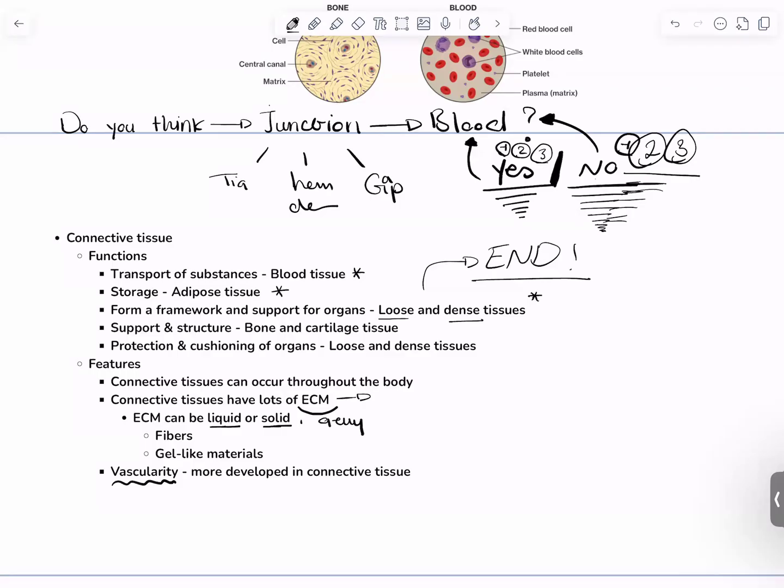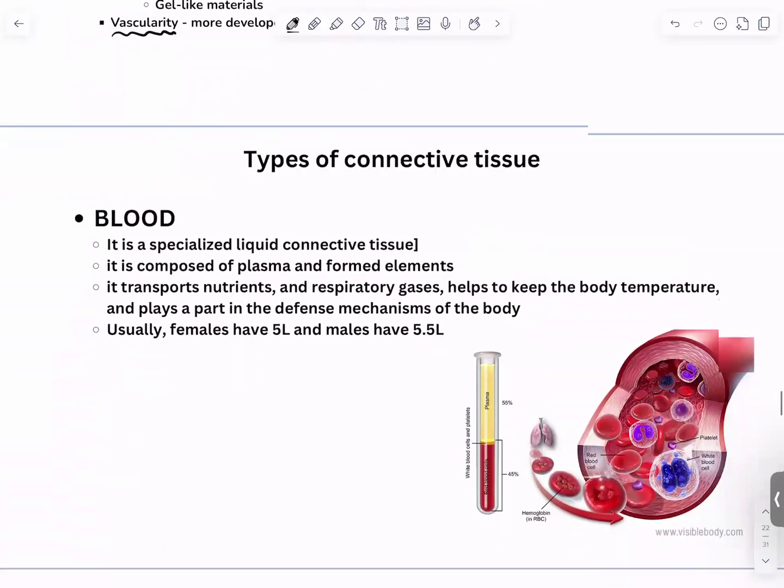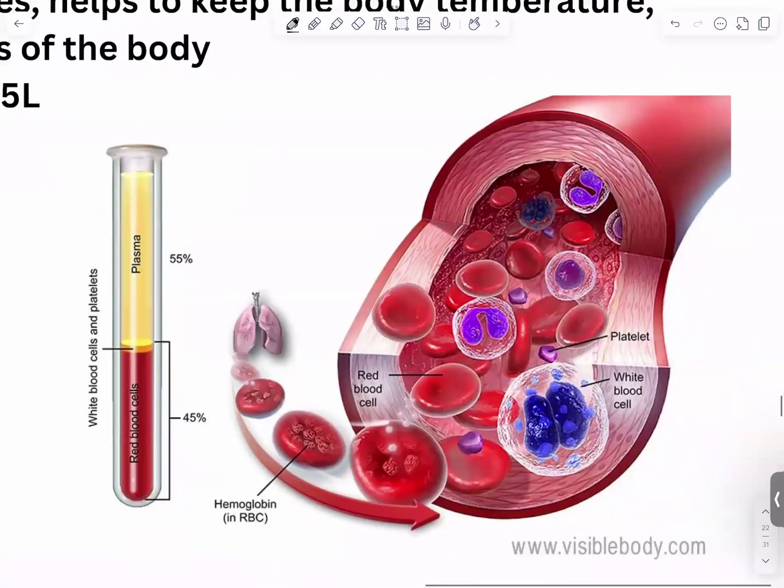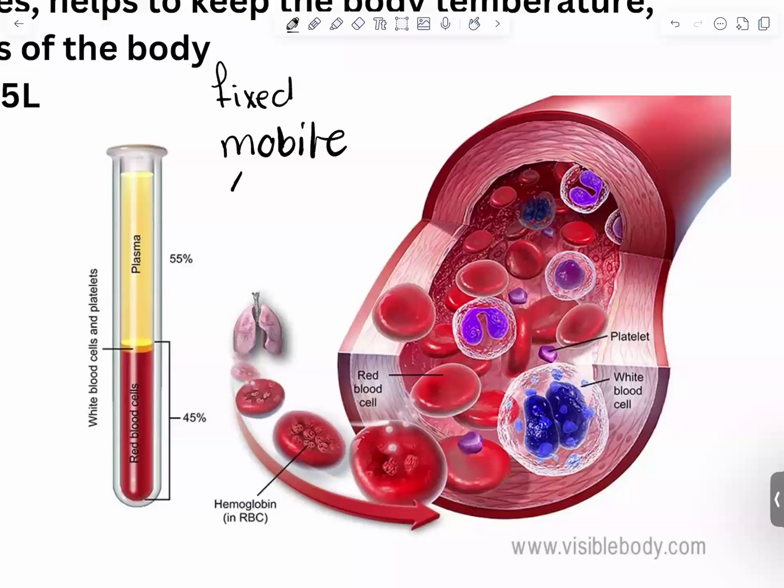Okay, we have the blood. Let me show the blood. This is the blood. And the cells, they want to move. There's a very important thing. We have two types of cells based on the movement. Some cells are fixed, like epithelial cells. Some cells are mobile, like the cells in the blood, like the sperm cells.